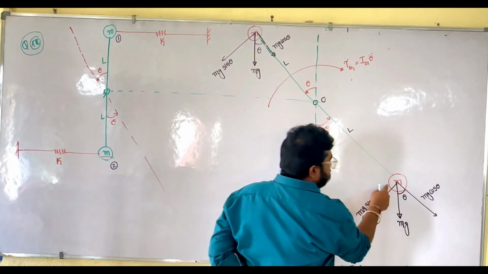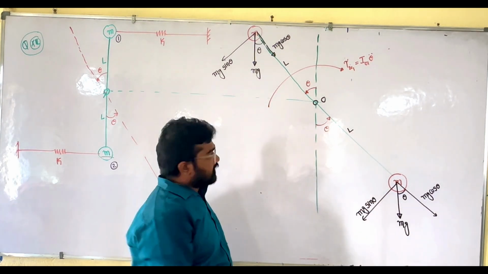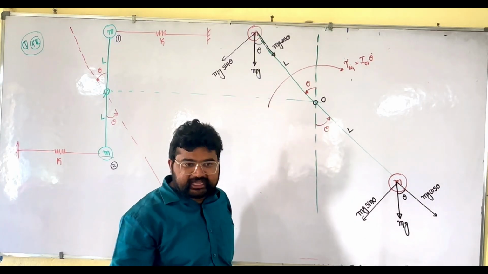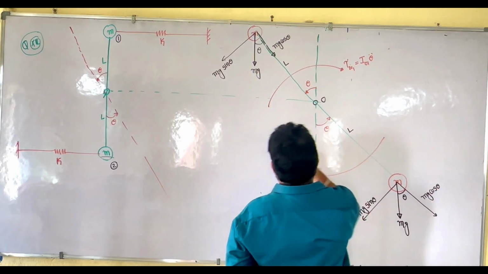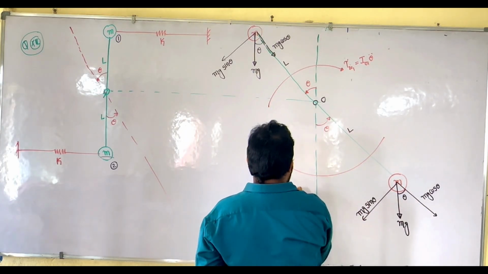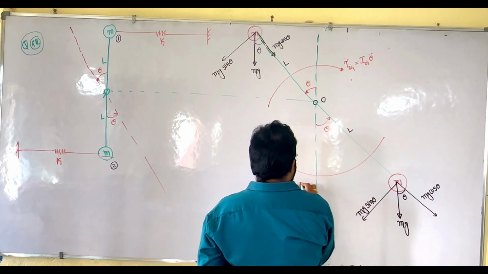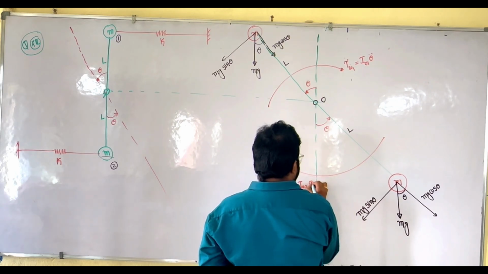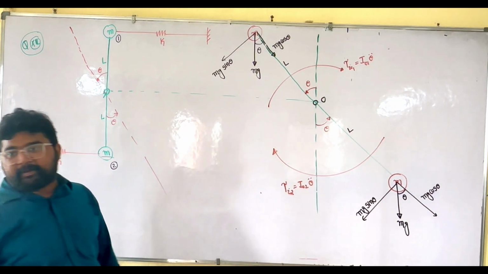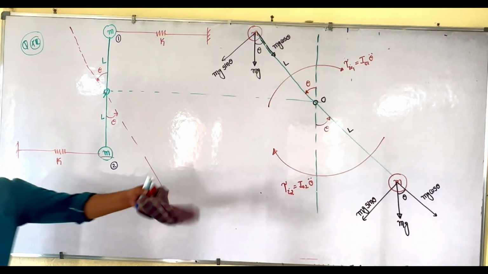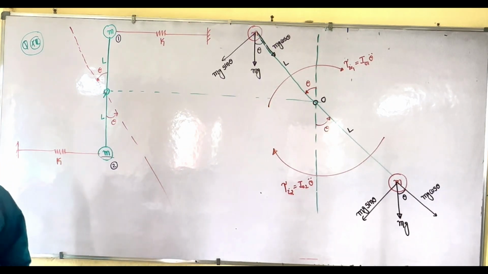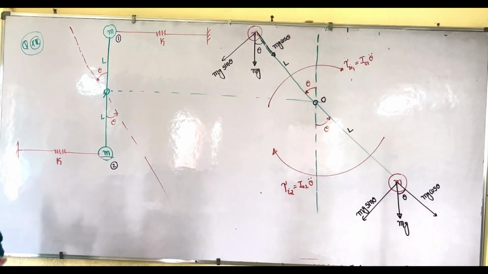What is the angular motion of this mass? Clockwise or anti-clockwise? Anti-clockwise. What is the inertia torque? This is the inertia torque, I02 theta double dot. The element mass chapter is over. Weight and inertia torque will come for the element mass.